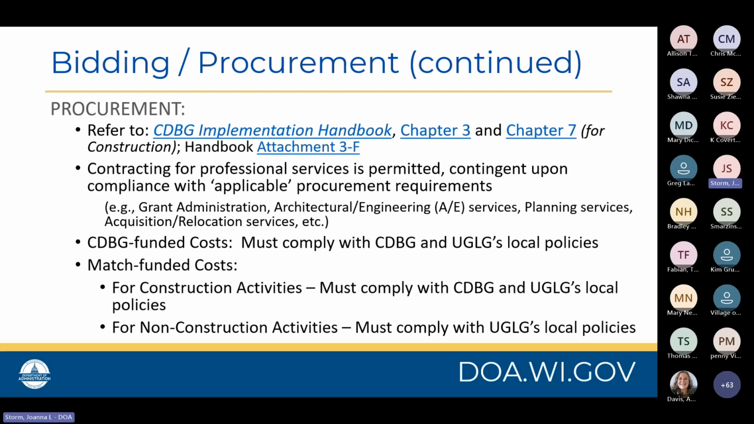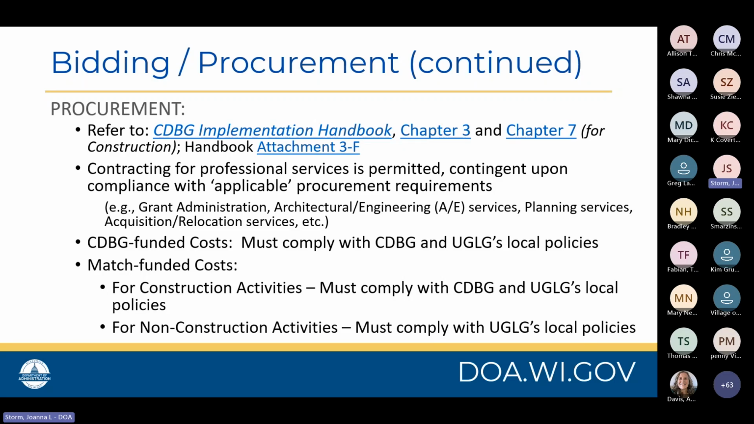So we'll continue on with bidding and procurement information. This is a very high level review and overview of key points for administering your project. We are not going to delve very deep today, so it's vital that you go back and refer to the CDBG implementation handbook that we have posted online, specifically chapters 3 and chapter 7 if your project specifically includes construction work. And definitely make sure to refer to the handbook attachment 3F. This will provide additional guidance.